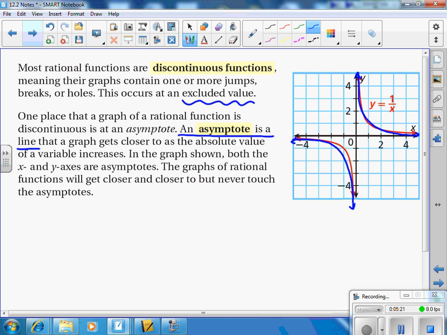And it's a line that the graph gets really close to, but never touches. So in this graph here, the two axes, this line right here and this line right here, are lines that our graph gets really super close to. We can see it's getting closer here and getting closer down here, but it's never going to touch those lines, and it's also never going to cross those lines. Same thing here. It's going to get really close, but never touch or cross.